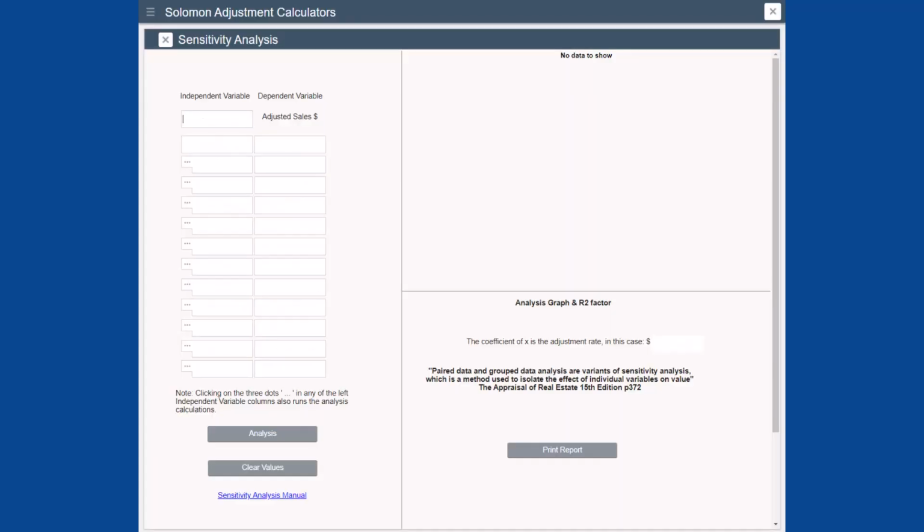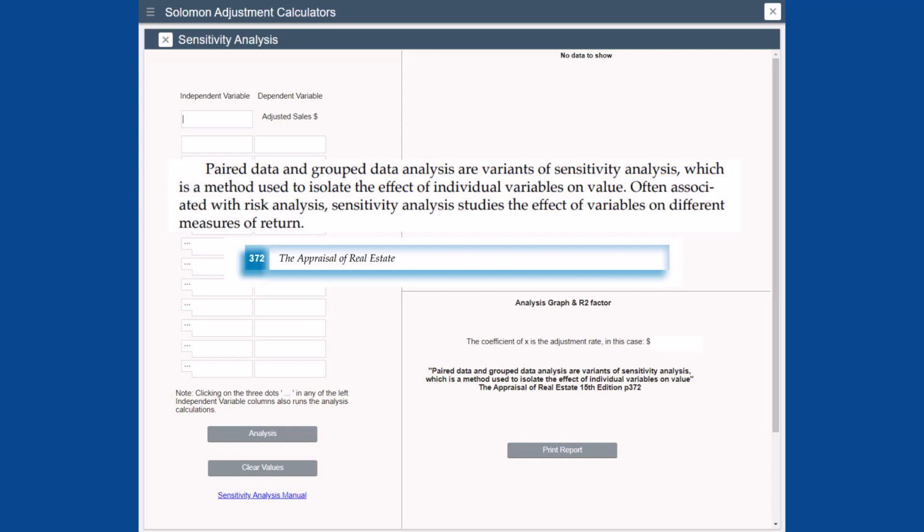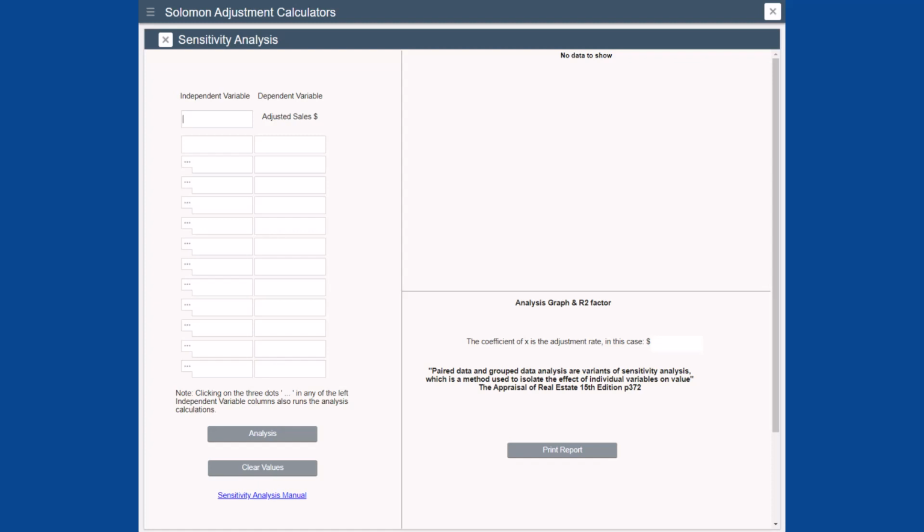Sensitivity analysis. Paired data and group data analysis are variants of sensitivity analysis, which is a method used to isolate the effect of individual variables on value. You can find that quote in the Appraisal of Real Estate 15th edition on page 372. This tool can be used to find an adjusted pair adjustment.